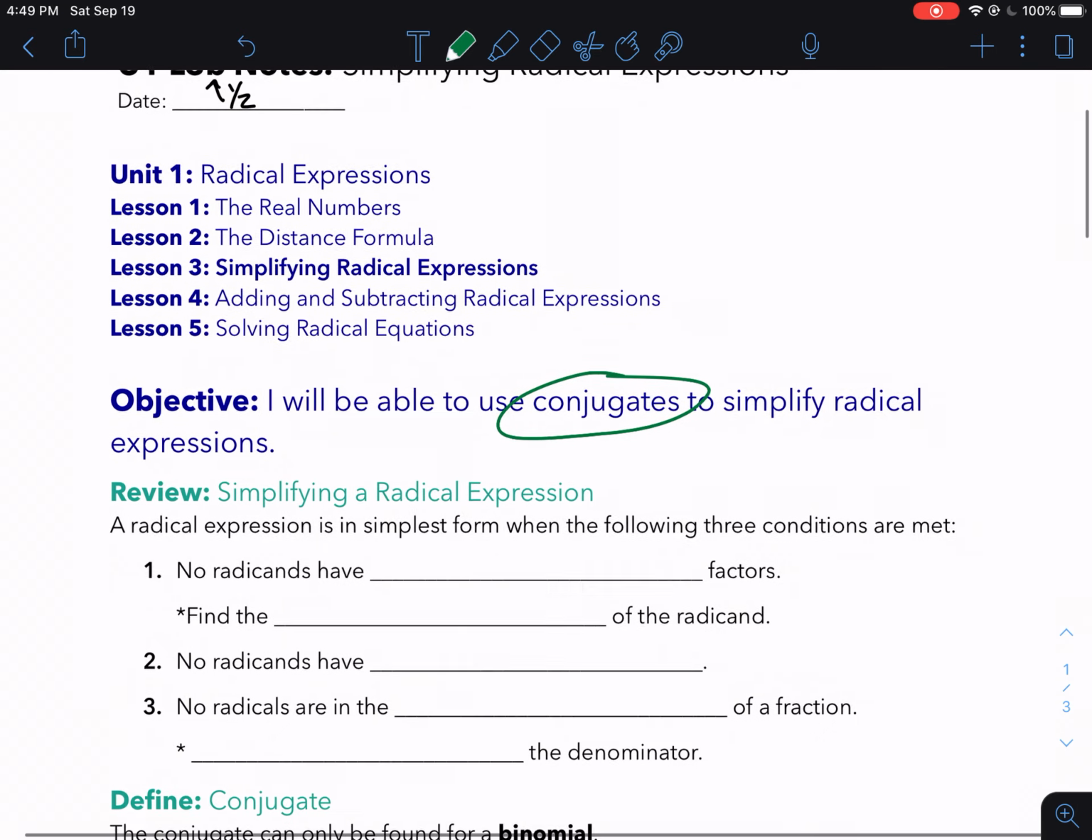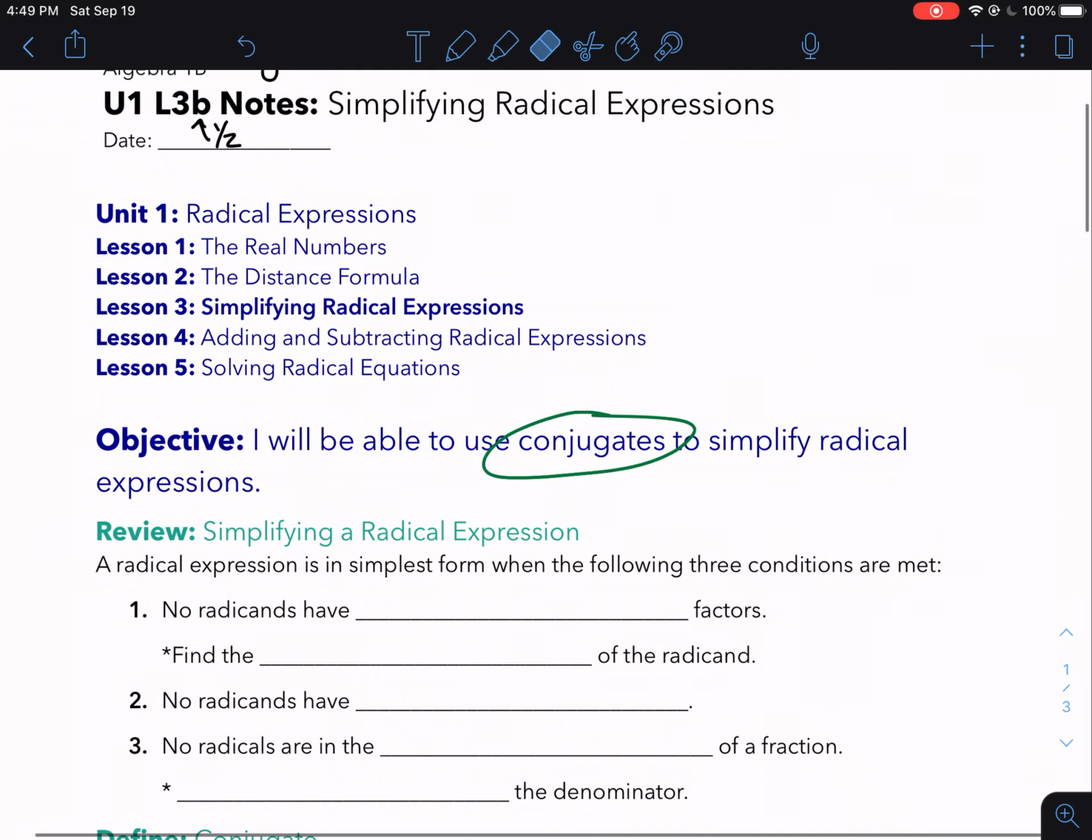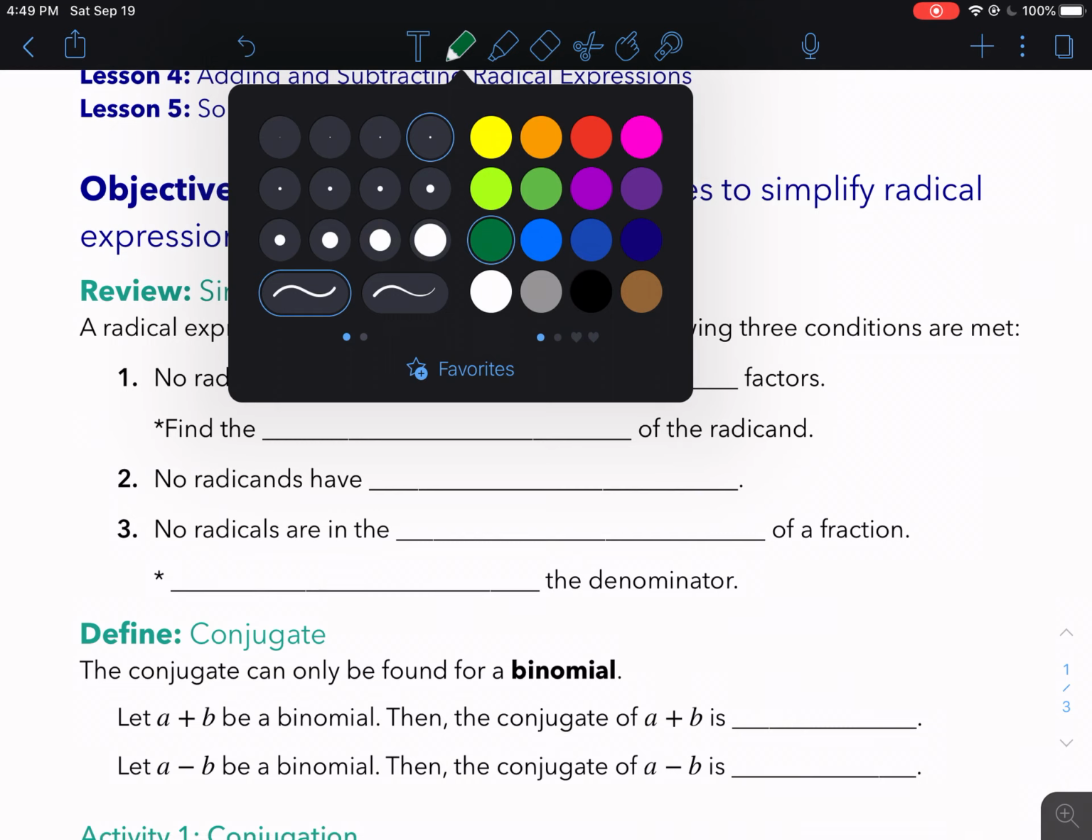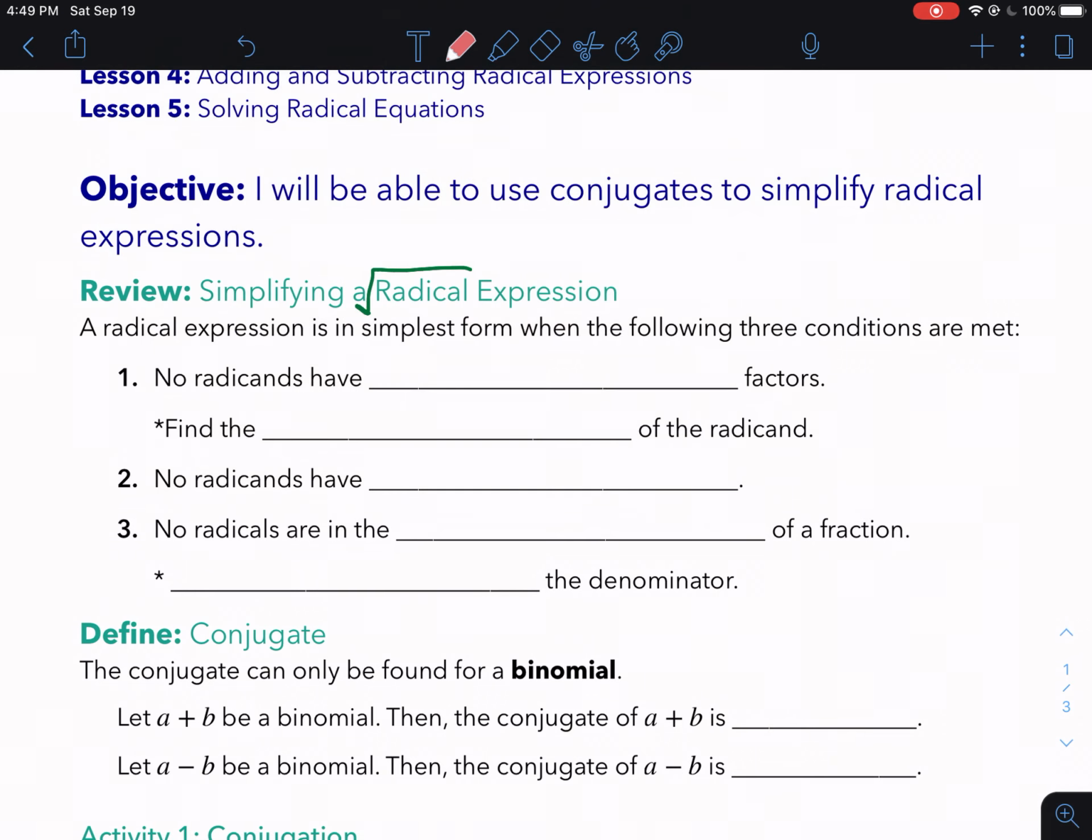So here, let's remind ourselves of the three ways to simplify a radical expression. Remember that a radical expression is under a radical symbol like that. So the first thing we'll check is that no radicands have perfect square factors. So we'll divide by perfect squares to help us get the factors out. Some of you liked to find the prime factorization by using a factor tree. That's totally fine. You can keep doing that as your special hint to help you.